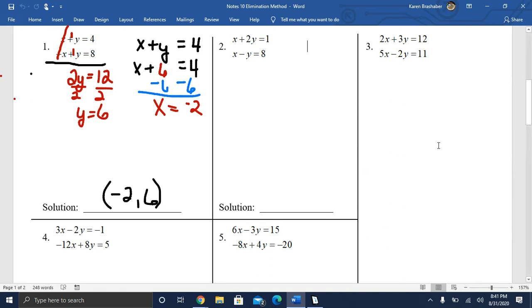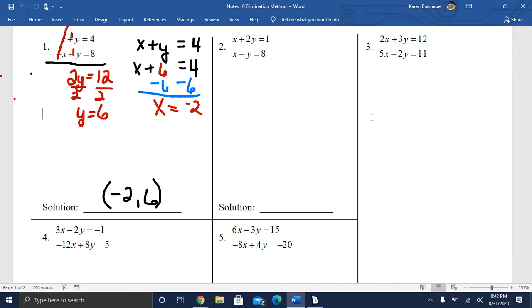All right, now, not every set of equations can just be added at the very beginning and have a variable eliminate. For example, and don't write this down, if we were to just add this equation, 1x plus 1x would be 2x, 2y minus y would be plus y, and then we'd have equals 9. And so that doesn't work.